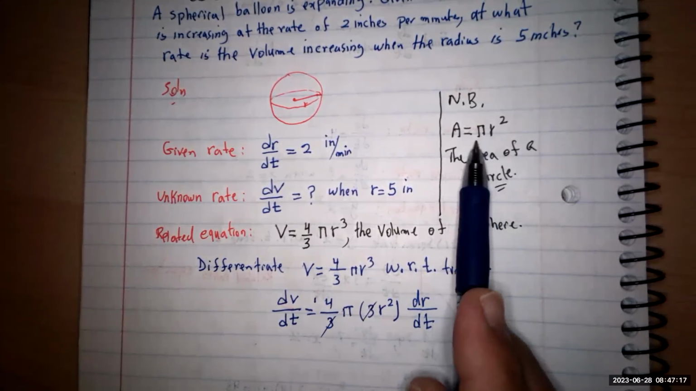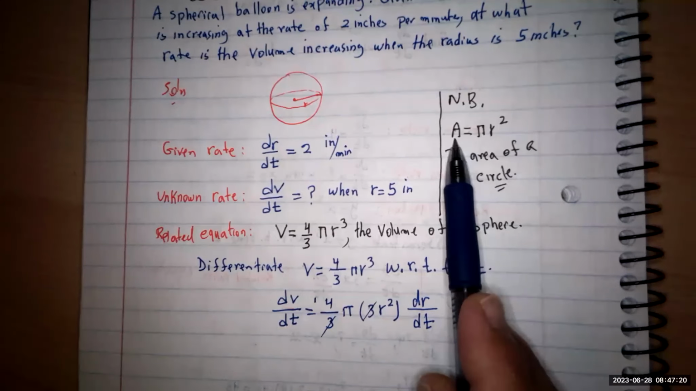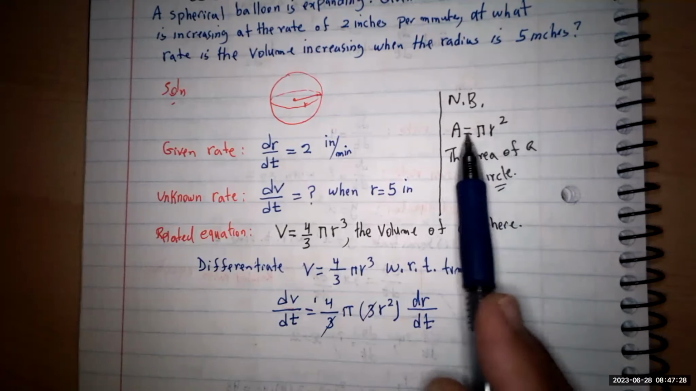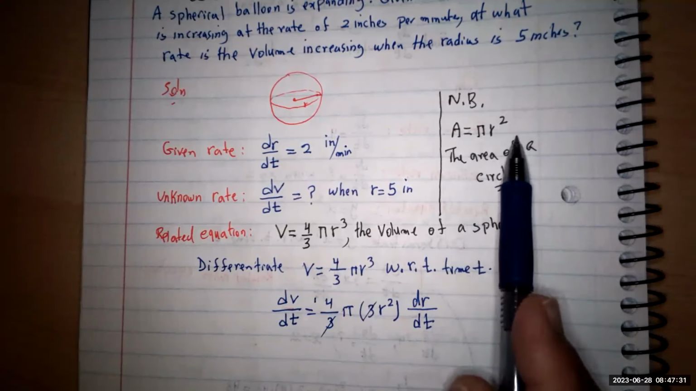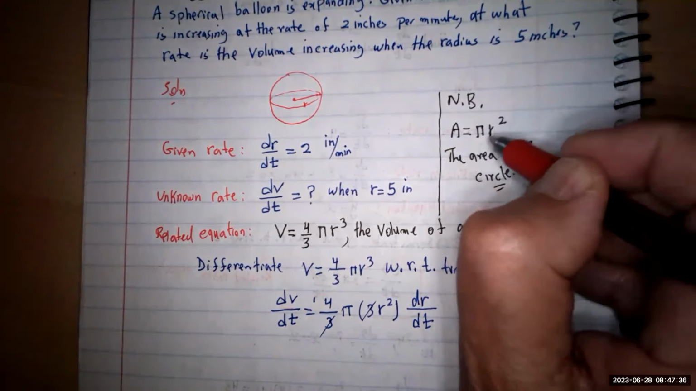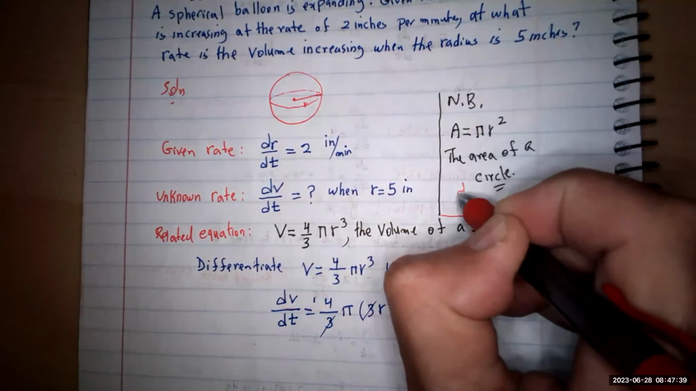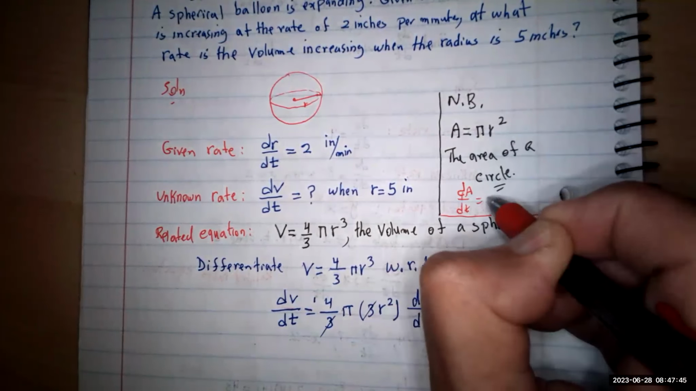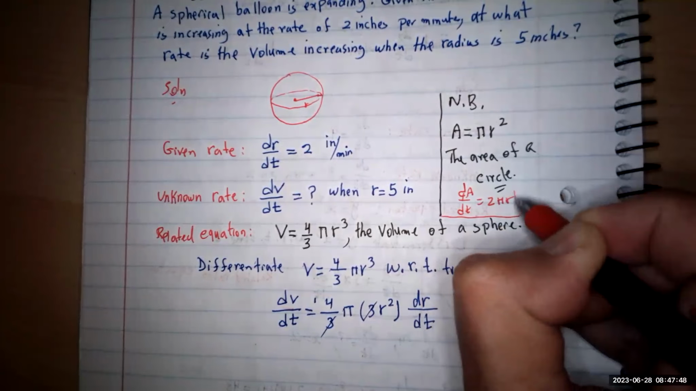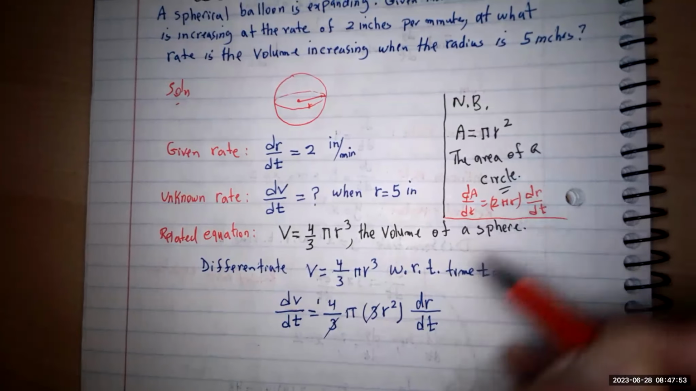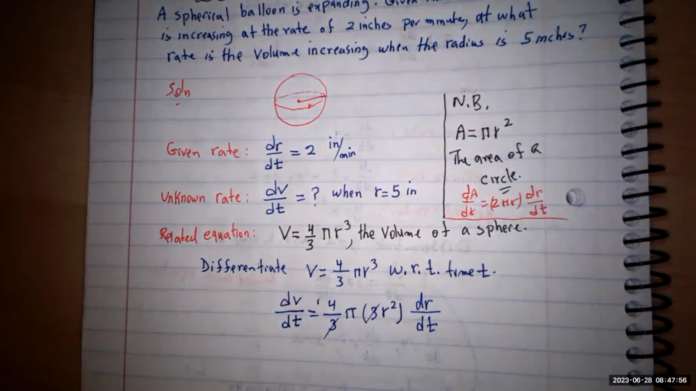If it's going to be a circle, you need the rate of the area, dA/dt, and that gives you 2 pi r dr/dt. Don't forget this, because it is going to be used in the future for the circle. You have to find dA/dt, and that gives you 2 pi r multiplied by dr/dt. You have two problems in your assignment that use this one. Make a note of it, and it will be useful in the future.